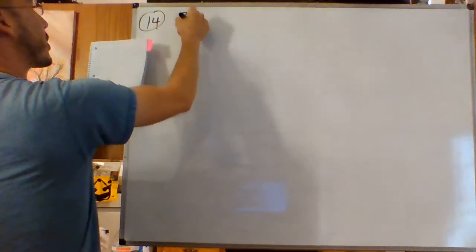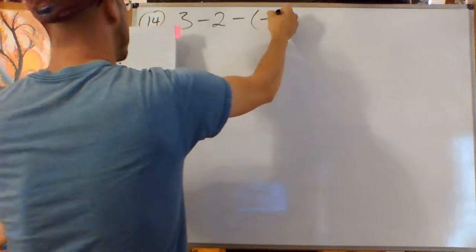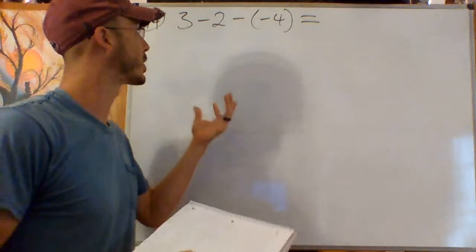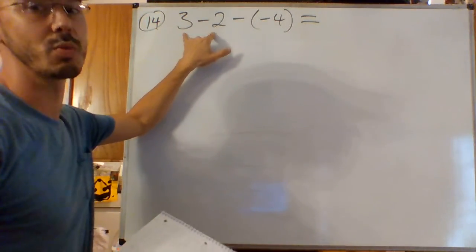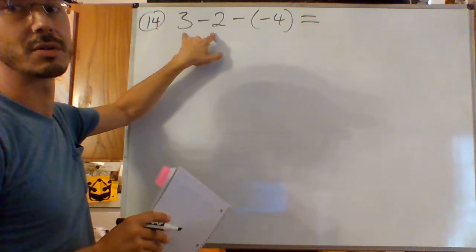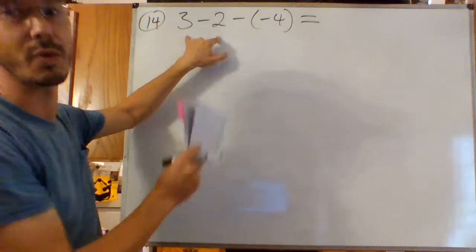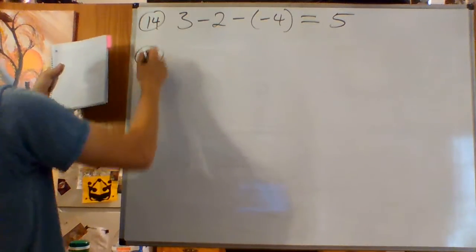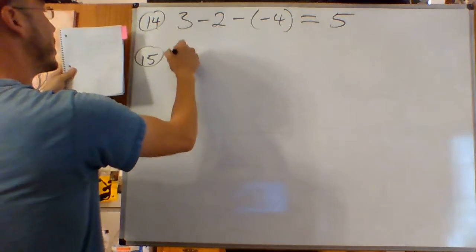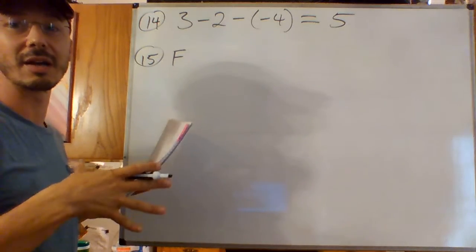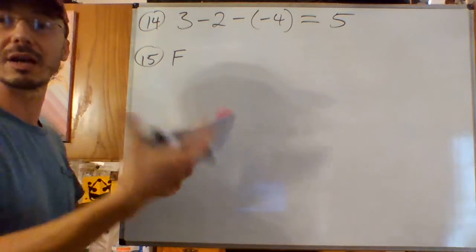For number 14, 3 minus 2 minus negative 4, you can do this in a calculator, but it might be quicker just to do 3 minus 2 is 1, minus negative 4. 1 plus 4 is 5. And then this last one's just a math problem. It's not an applied problem, but it's verbal and it's a lot of words.